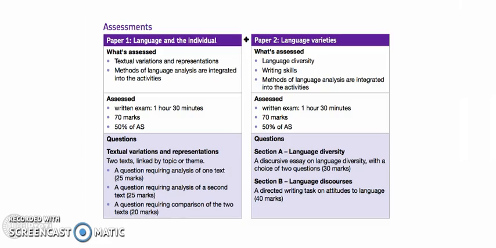And paper 2 is on language varieties. Section A, language diversity, is a choice of 2 questions. So you select one, and that's worth 30 marks. And then second section is language discourses, which is your opinion article, which is worth 40 marks.